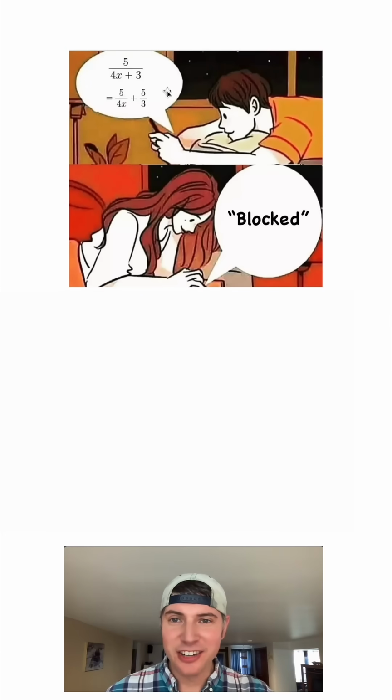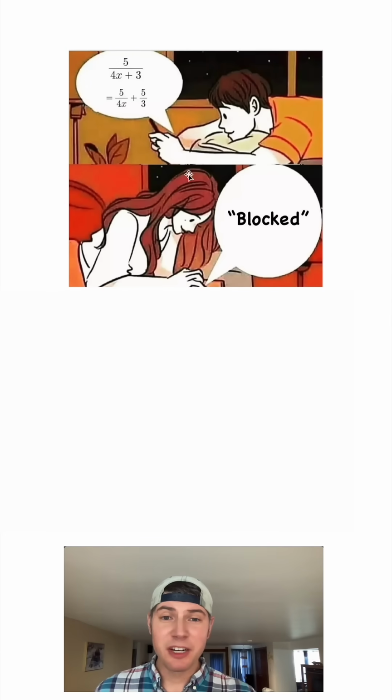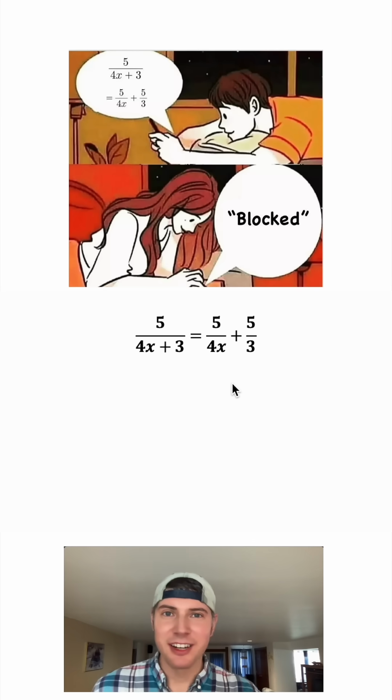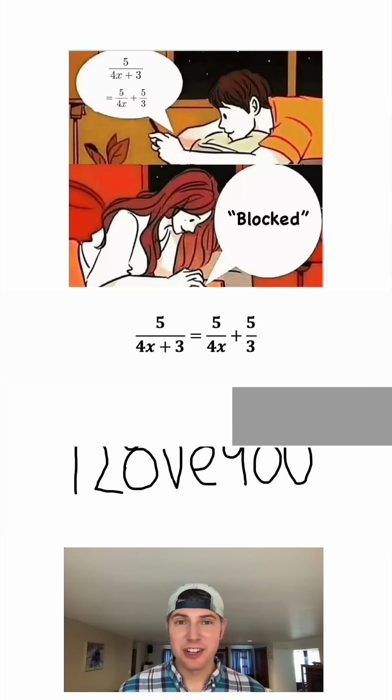Hey guys, I saw this thing the other day. This person texts an equation to somebody and gets blocked for it. That is not cool. It's 5 over 4x plus 3 equals 5 over 4x plus 5 over 3. I wonder if we solve this thing, if x will have some secret message in it. Like this expression here that when you erase the top, it says, I love you.